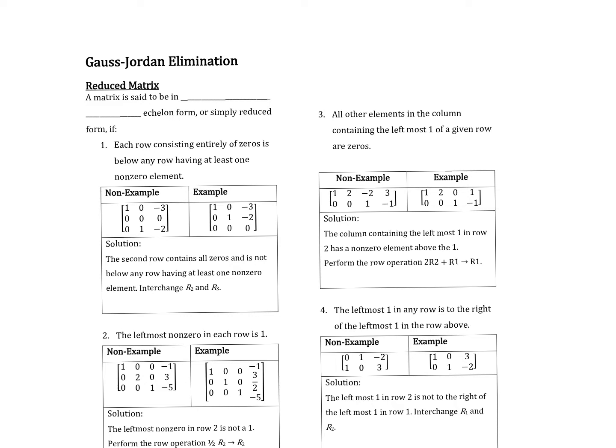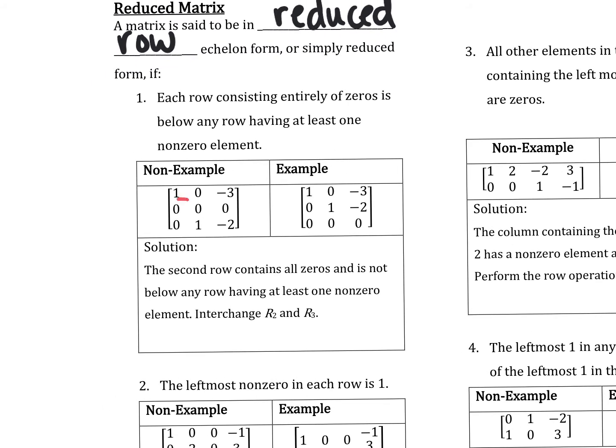So a matrix is said to be in what we call reduced row echelon form, or simply just reduced form, if these four conditions are met. Right now I'm formalizing them, but I'll show you examples in a bit of what that means. The first one says, each row consisting entirely of zeros is below any row having at least one non-zero element. So if you look at the non-example here, this row of zeros needs to be below any row that doesn't have all zeros.